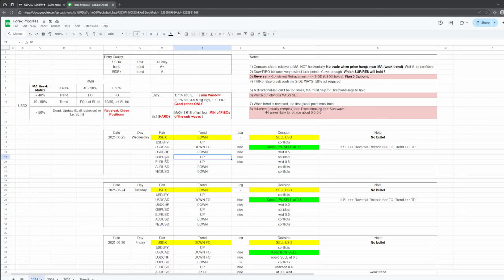Pound USD trend is up, leg size is nice, and our decision is to wait.